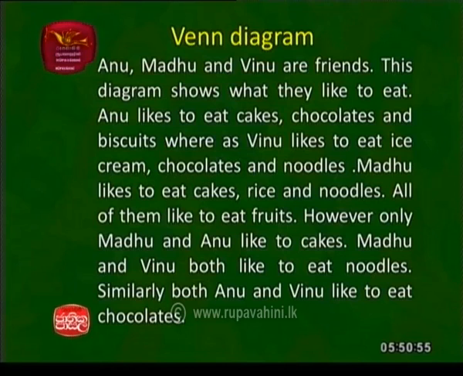Anu, Madhu and Vinu are friends. Introduction. This diagram shows what they like to eat. Anu likes to eat cakes, chocolates and biscuit, whereas, comparison, Vinu likes to eat rice, ice cream, chocolates and noodles. Madhu likes to eat cakes, rice and noodles. All of them like to eat fruits. However, only Madhu and Anu like to eat cakes. Madhu and Vinu both like to eat noodles. Similarly, both Anu and Vinu like to eat chocolates. So it is just compare the same way you compare what they like to eat.